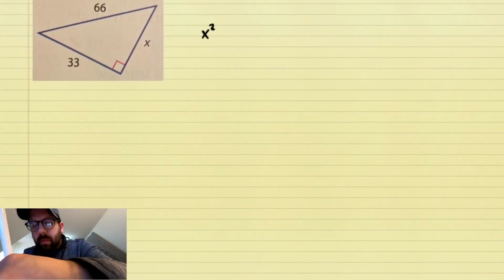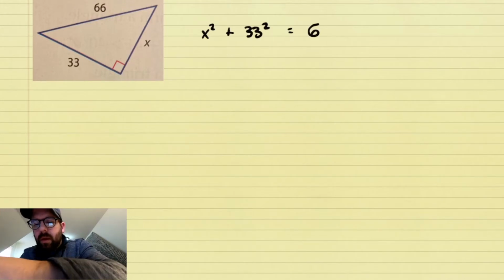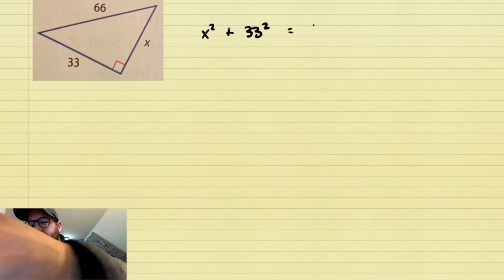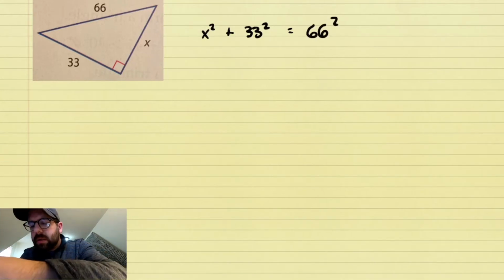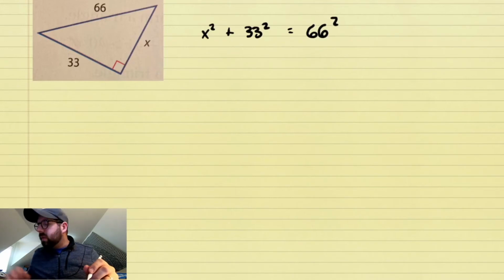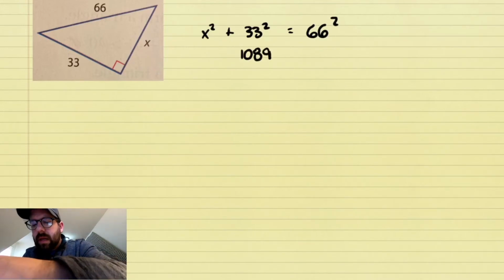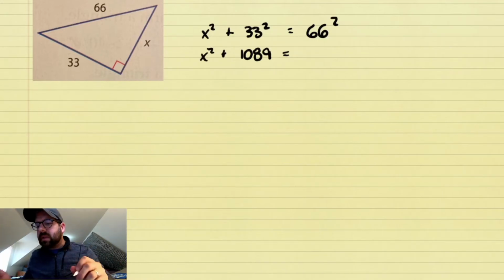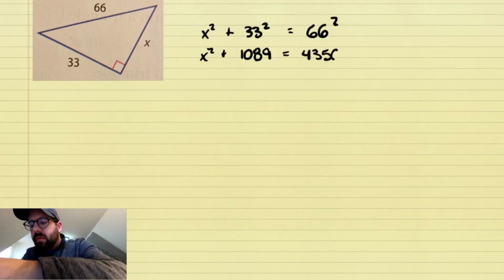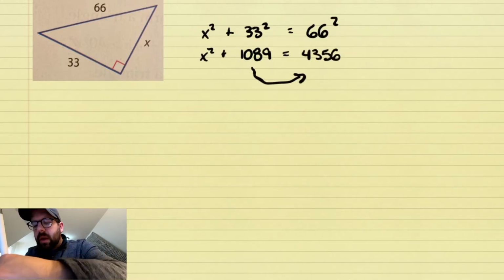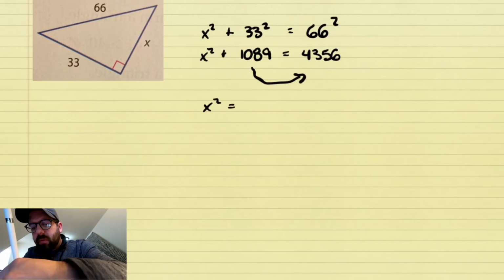So next one we have a squared plus b squared equals c squared. Oop, that's a 66, not a 62. 66 squared. All right. Going through this, 33 squared, if I type that in my calculator, that's 1,089. And the 66 squared, that's 4,356. And then we're going to subtract this number over.